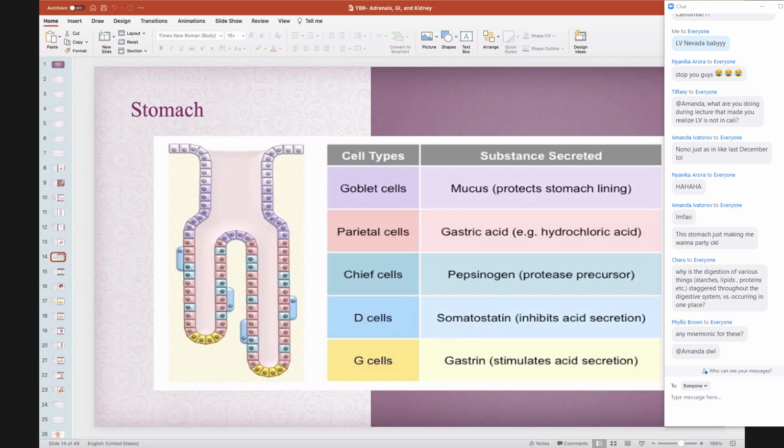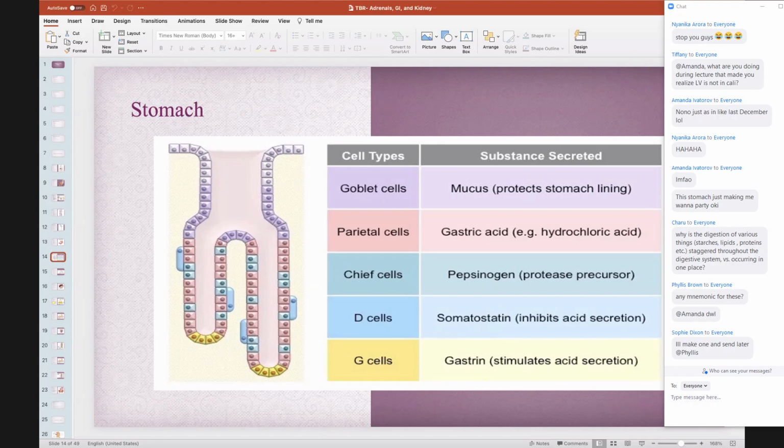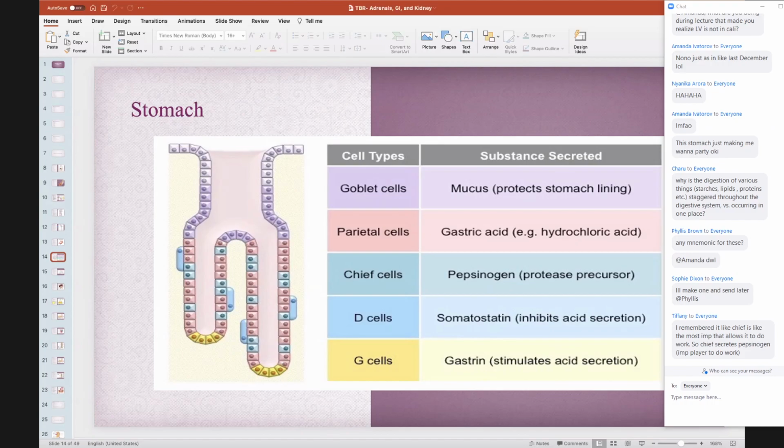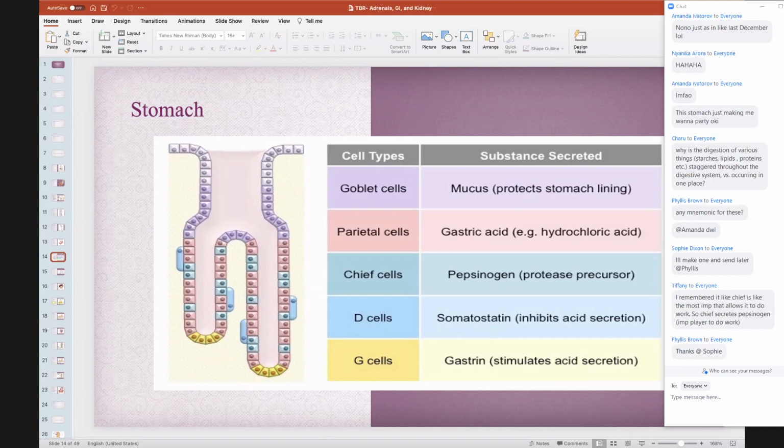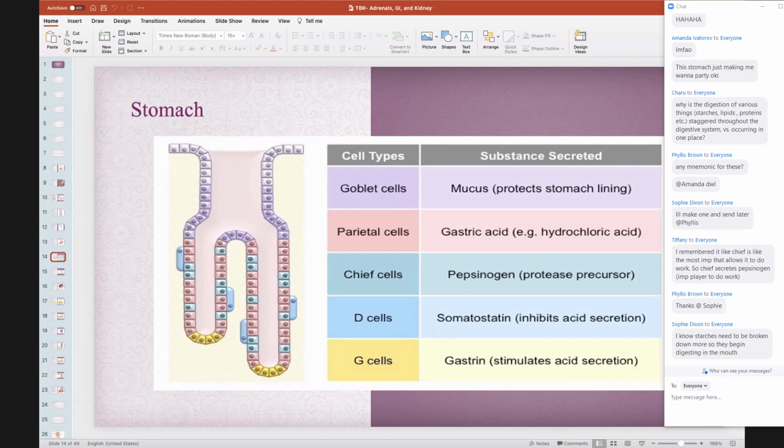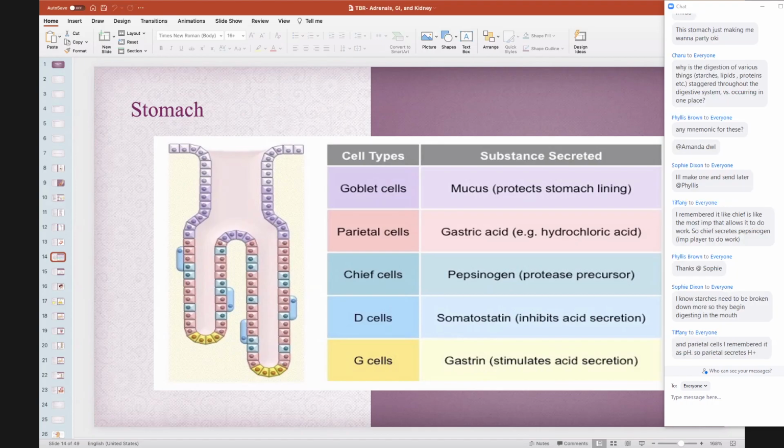Alrighty, so why is digestion of various things staggered throughout the digestive system versus occurring in one place? That's a fantastic question. As we get into the small intestine, you'll have digestion of all three types. I don't know any evolutionary reason off the top of my head why we digest starches in the mouth or why it's just specifically proteins in the stomach. When we get to the small intestine, we'll have all of them being digested at the same time, but as to why they're being staggered so far, I don't know of any evolutionary benefit to that.